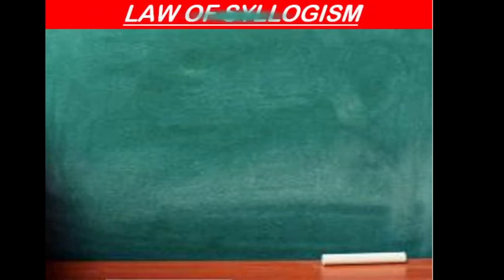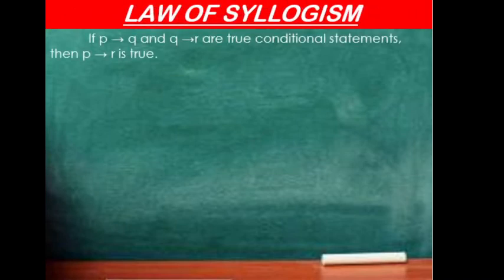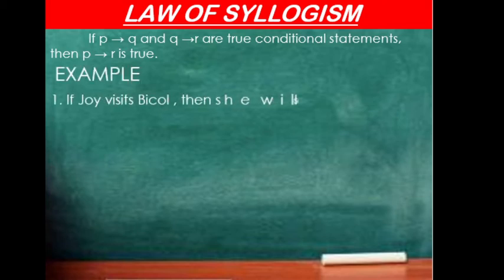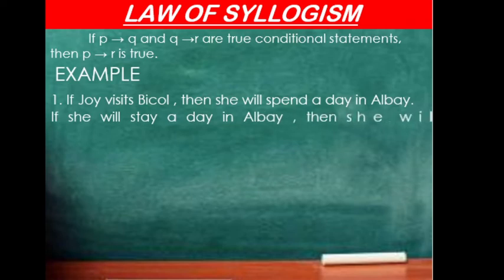Okay, so now, let us have the law of syllogism. So, sabi dito, if P implies Q and Q implies R are true conditional statements, then P implies R is true. Okay, so let us have the first example. If Joy visits Bicol, then she will spend a day in Albay. If she will stay a day in Albay, then she will go to Cagsawa ruins.